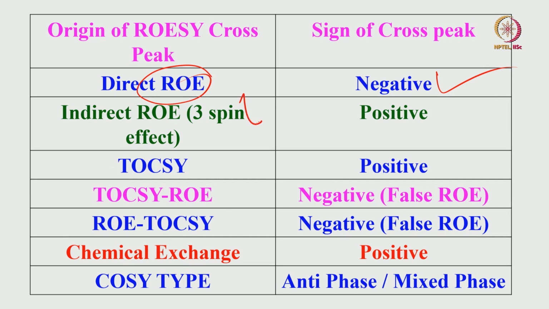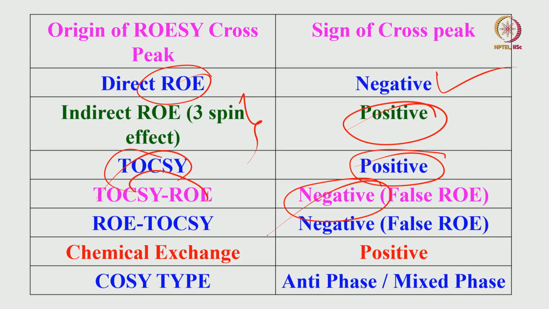And then an indirect ROE, a three spin effect, is there. We saw that A to B, B to C, or C to B, B to A, in which case it appears positive. There can be TOCSY correlated peaks, in which case if diagonal is positive, the cross peak is also positive. Through the TOCSY there can be an ROE, in which case the diagonal peak is negative. This is a false ROE.